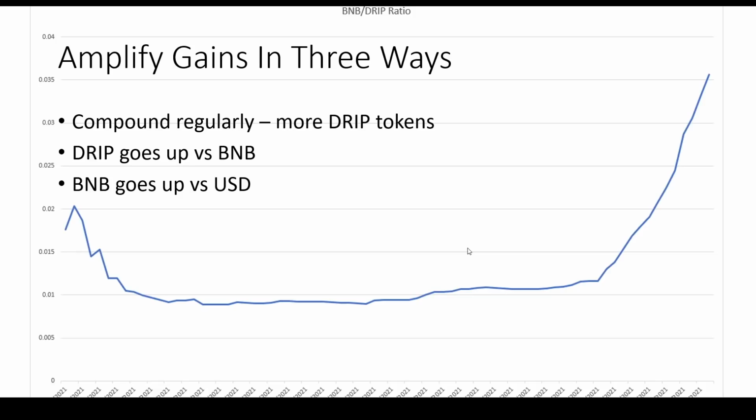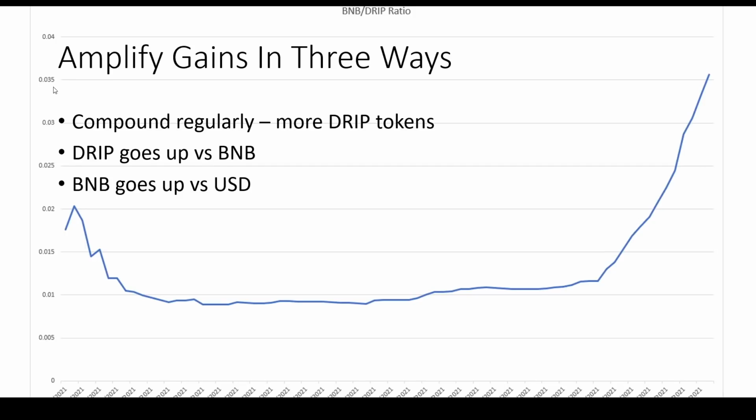This just keeps going up, at least lately. Now, that's no guarantee of future results, but that is a way that your gains in DRIP can be amplified, because each DRIP token becomes worth more and more BNB. And last but not least, theoretically, ideally, the BNB token will go up against the US dollar. That hasn't been happening a lot lately, but I believe, not financial advice, that will start happening again, and BNB will go way up against the US dollar.